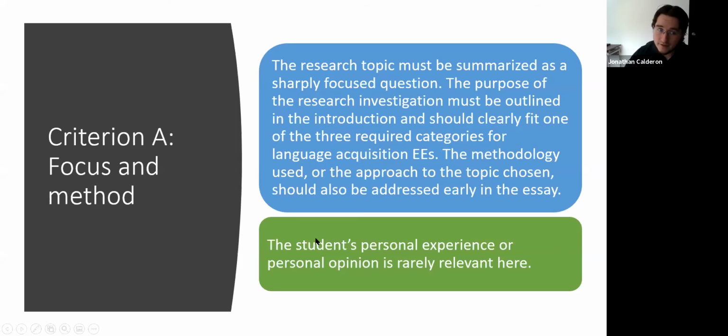Now, something that is very important is that the student's personal experience or personal opinion is rarely relevant here, okay? So in the introduction, we don't need opinions. We don't need personal experience. This is something that we save for later, okay? But in the introduction, when the student is just mentioning what is going to happen, we don't need that, okay? Opinions usually go in the body and conclusions, okay? So this is something that we have to pay attention to as well.